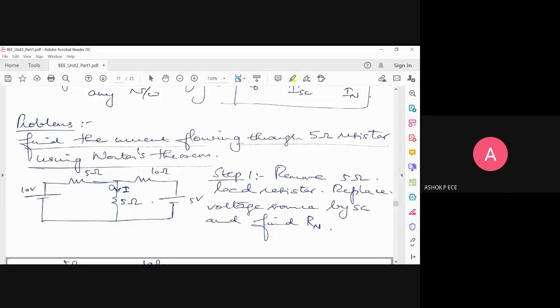Again, you can find the current using KVL, KCL, Thevenin's, Norton, or superposition, any method you can follow, but specifically they have given to find it using Norton's theorem. So we are going to apply Norton's theorem. This circuit is given and this 5 ohm is given. Step one is the same as Thevenin's theorem: remove the 5 ohm load resistor, replace the voltage sources by short circuits, and find Rn.